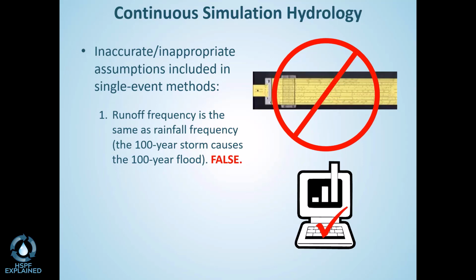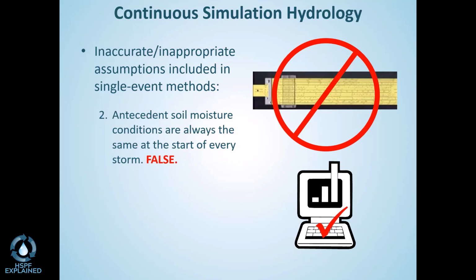So what single event modeling does is they have to make assumptions. And one of the assumptions that they make is that the runoff frequency is the same as the rainfall frequency. In other words, the 100-year storm causes the 100-year flood. Now that can be true, but it doesn't have to be true. That depends upon a lot of things. And so that assumes that the antecedent soil moisture conditions are always the same at the start of every storm event. But that's not true in real life.